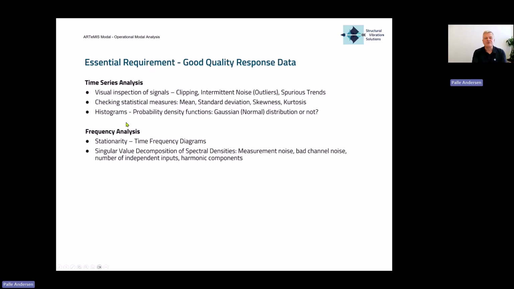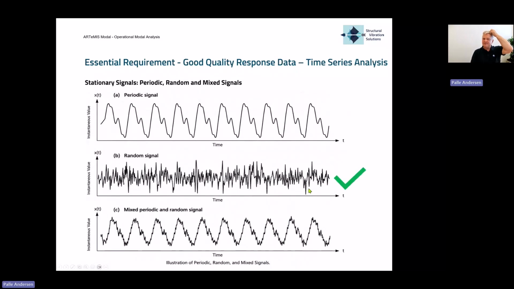And then you can switch to the frequency domain, and here you can check other things like stationarity, and you can also use the singular value decomposition of spectral densities to look for many different things. Something I have talked about in the previous webinar about operational modal analysis, and I will also touch on it a little bit here. But let's have a look.